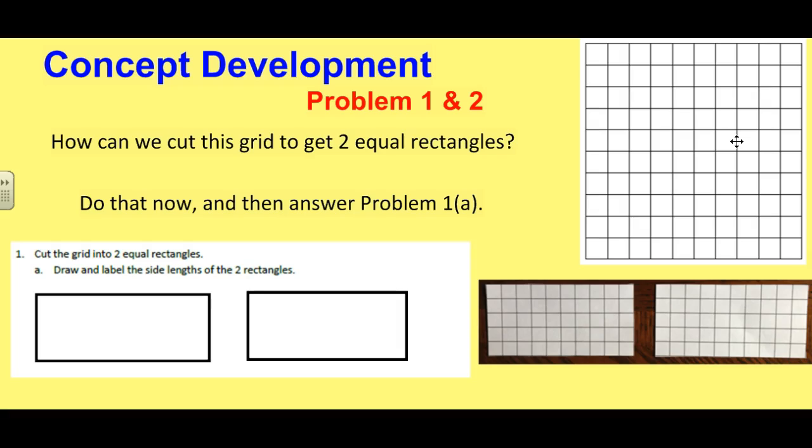So how can we cut this grid to get two equal rectangles? Look at how many rows we have, counting up and down, and do this with me. We've got 1, 2, 3, 4, 5, 6, 7, 8, 9, 10. So we could make this even and make it equal because 10 is an even number. All we really have to do is break 10 in half and make that two fives.